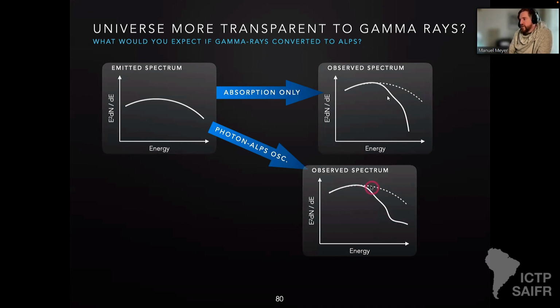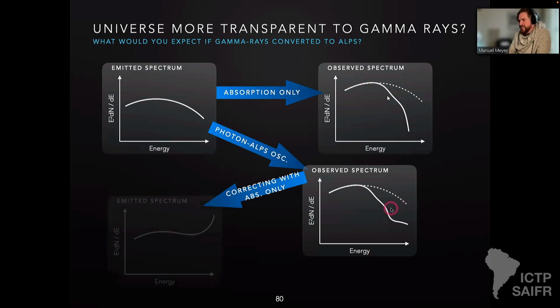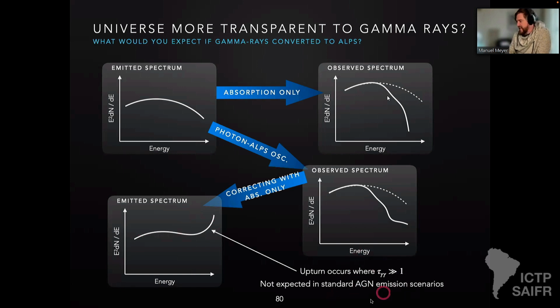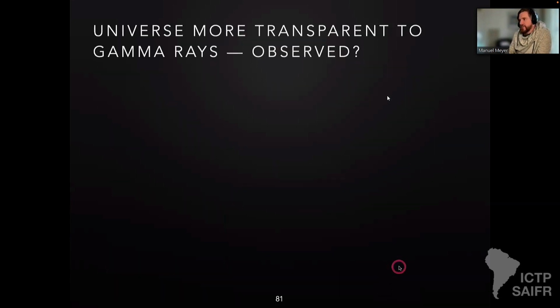So if you actually measure this, and then you use your favorite EBL model to correct the spectrum, right? You assume a model that gives you this, and you multiply it with this, then what you will see is that the intrinsic blazar spectrum will look something like that. And this upturn occurs where the optical depth is larger than 1. So this is not really something that you expect in standard AGN emission scenarios.